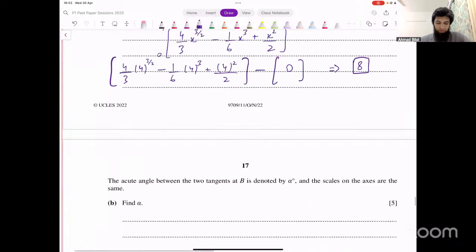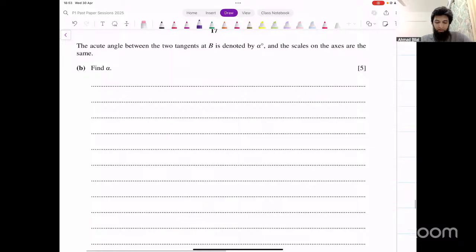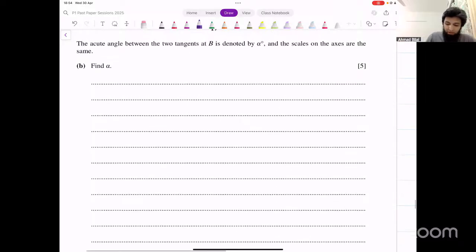That was part A. Now it says the acute angle between the two tangents at B is denoted by alpha, and the scales on the axes are the same. Find alpha. Okay, so how do you think about this? Acute angle between the two tangents. Angle between two lines. Does that remind you of something? Angle between lines formula. We did this in coordinate geometry.